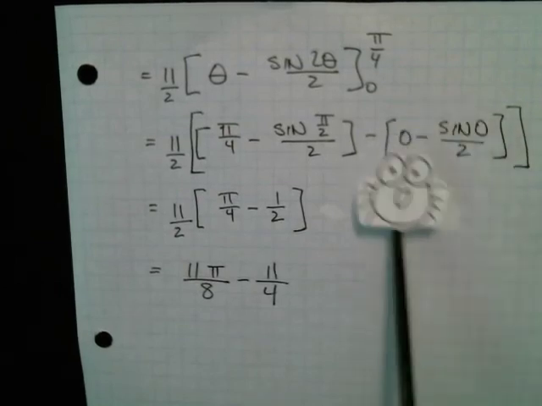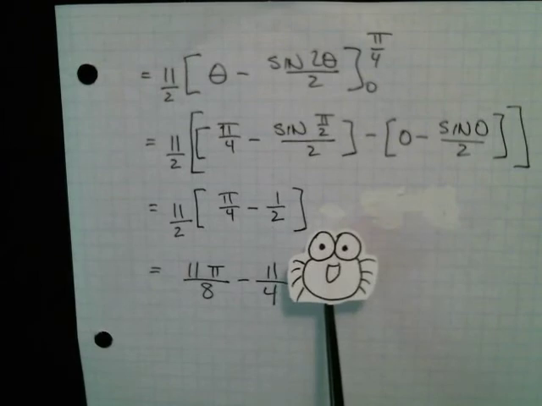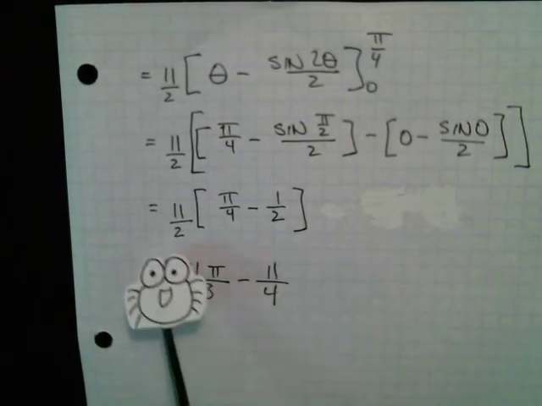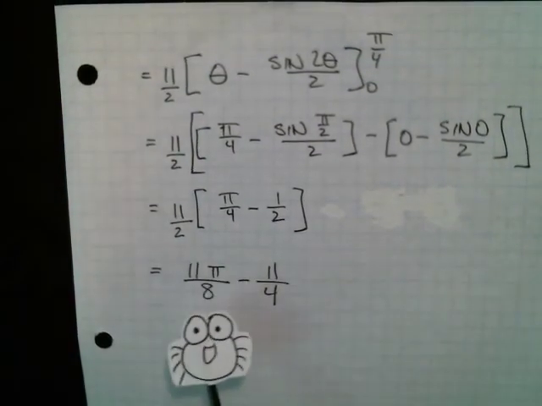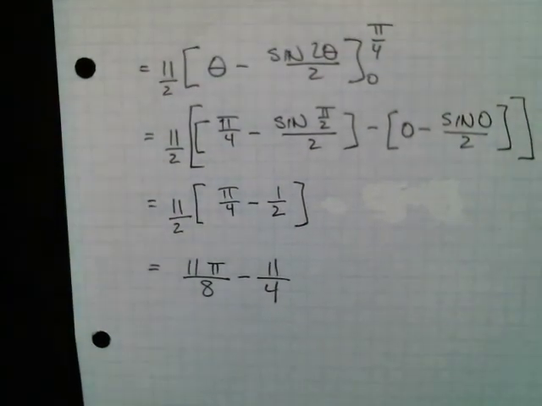This entire piece becomes 0. As you can see by the lovely whiteout right there, it becomes 0. This is high tech, guys. And then I'm going to multiply through by 11 over 2: 11 pi over 8, minus 11 over 4, which hopefully sucks a little bit less.